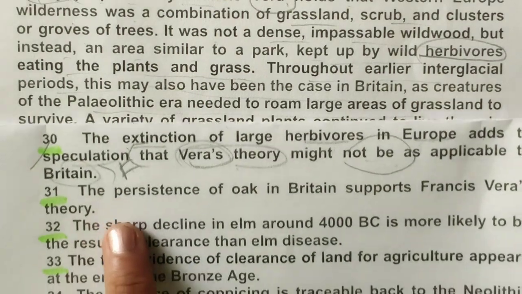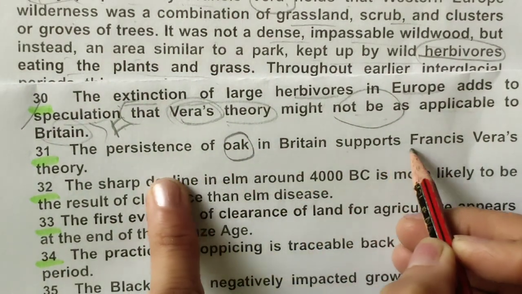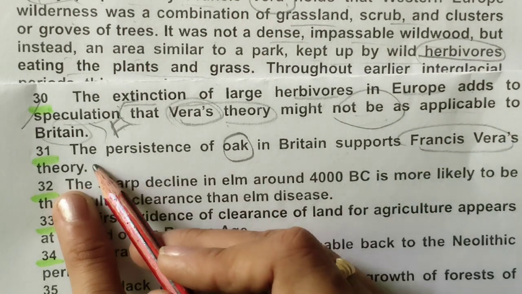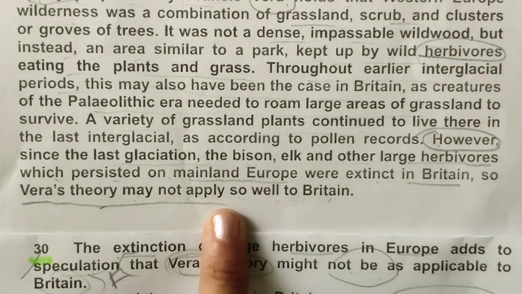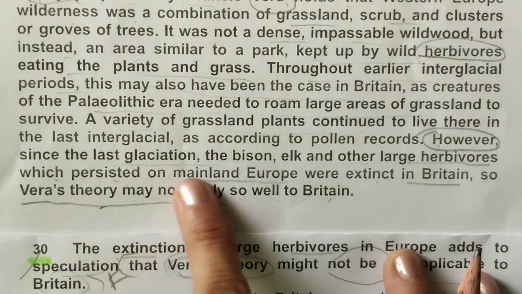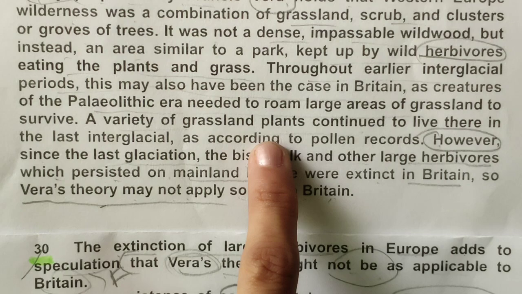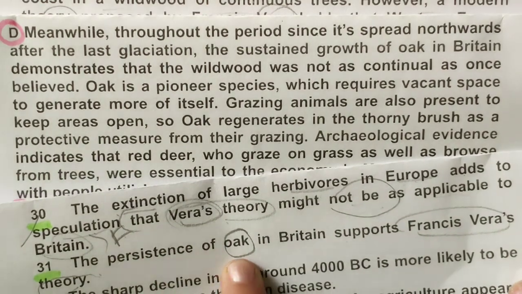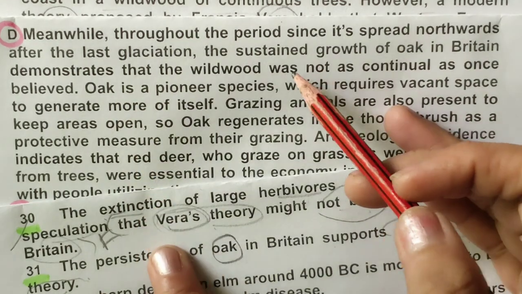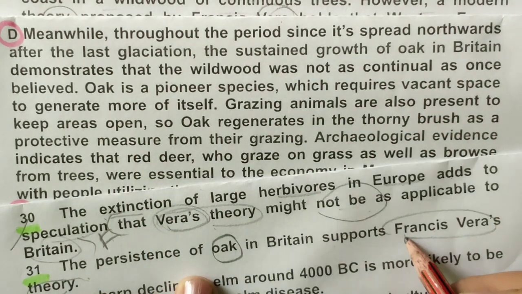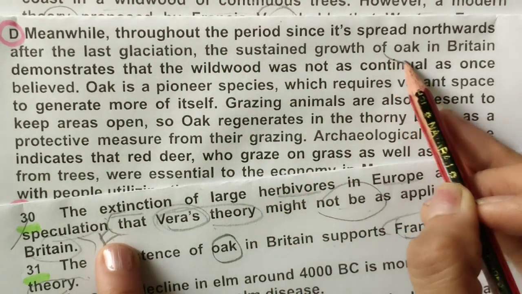Okay. 31. The persistence of oak in Britain supports this theory. Okay, let's find the word oak. So now this paragraph is done. Is oak there or not? No. Maybe we have to move to another paragraph. Now I am looking for oak and this person's theory. Okay, so in the next paragraph, it may be possible that they are continuing with Francis Vera's theory, but here let's find the word oak. See this.